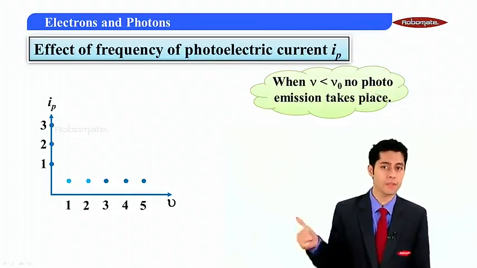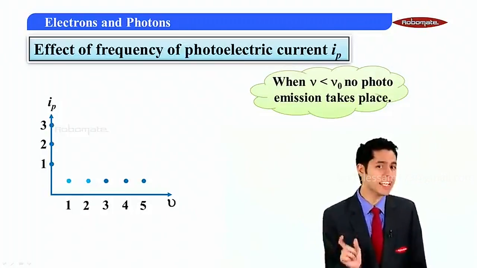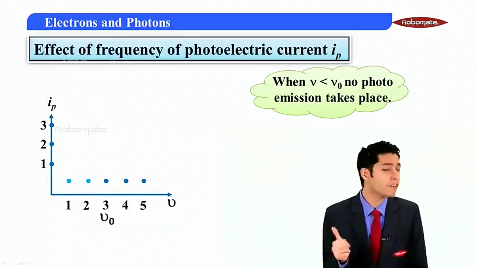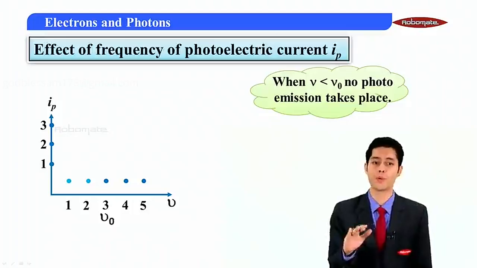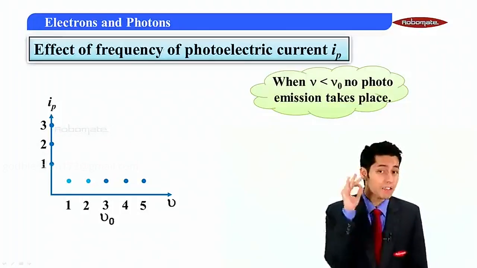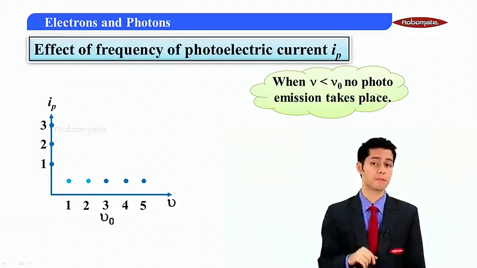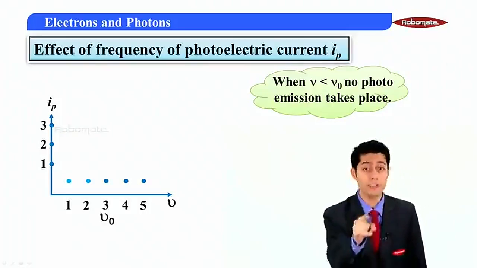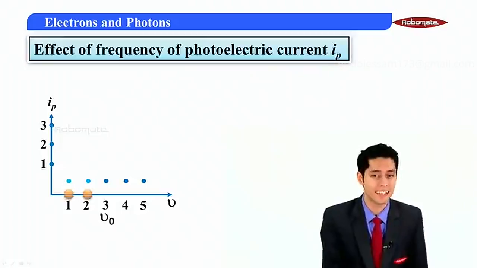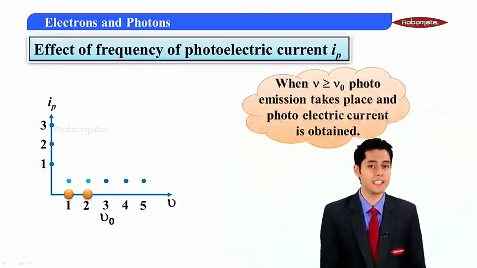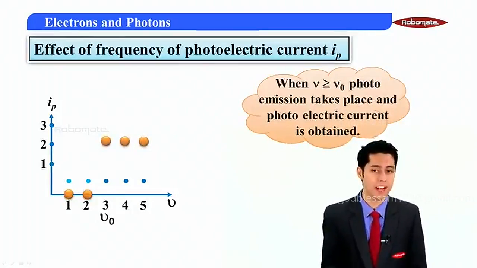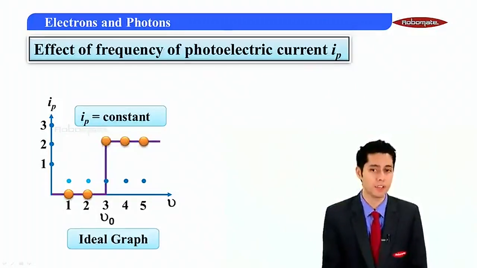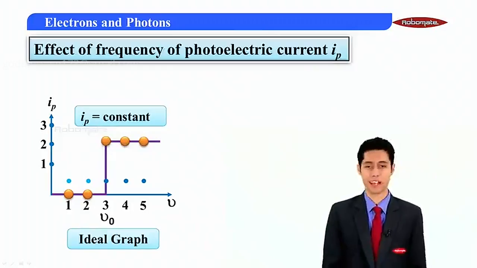In this case, you can see 1 and 2, where 1 and 2 indicate that the frequency is less than the threshold frequency. So will there be photoelectric current, students? No, no photoelectric current. The current will start flowing from 3. Guess why? It will start flowing from 3 only because the threshold frequency is at 3. When the threshold frequency is overcome, the current will start flowing from 3 and it reaches a stable, constant value, which is called the saturation current.